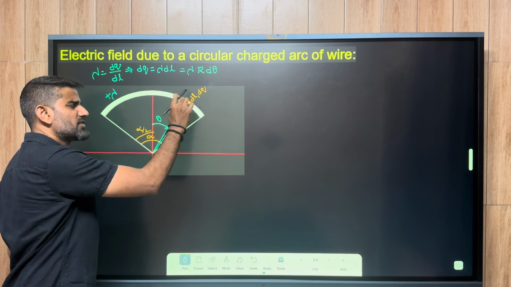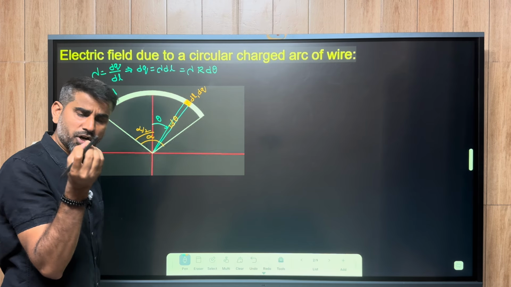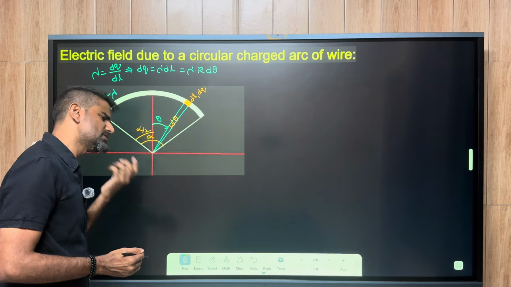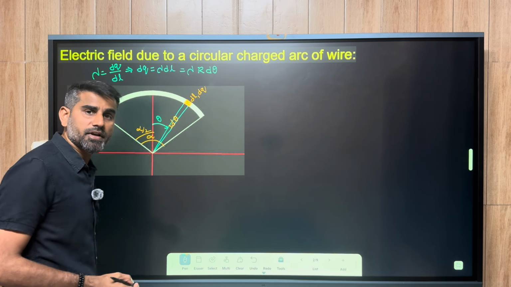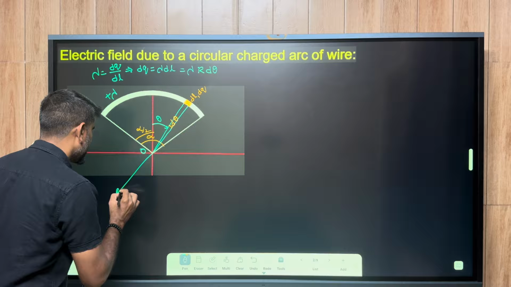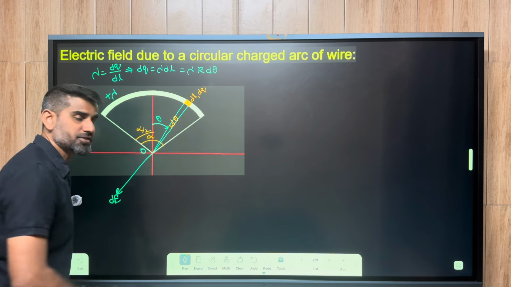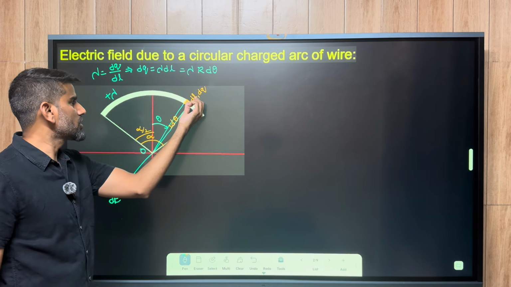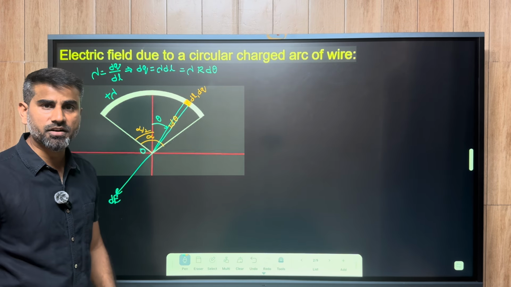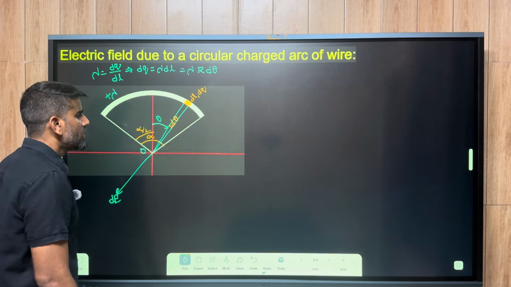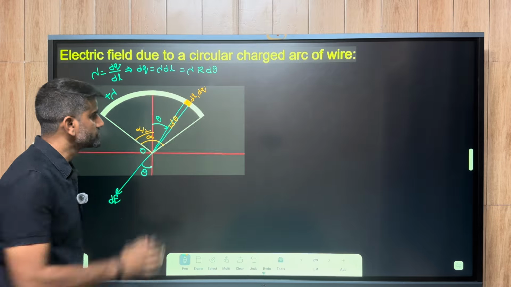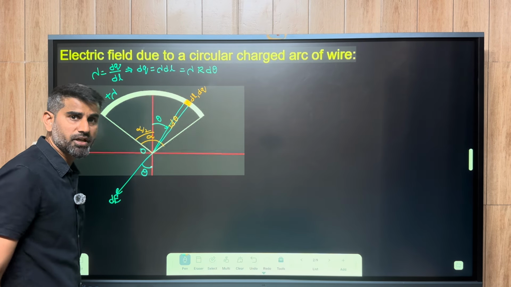Now, as I have already mentioned, this is a small charge, a point charge. So we can determine the electric field due to this small charge at this point, the center. The electric field direction will be in this direction. This small amount of charge is creating a small amount of field at the center of the arc. Now, if this angle is theta, this angle also would be theta.